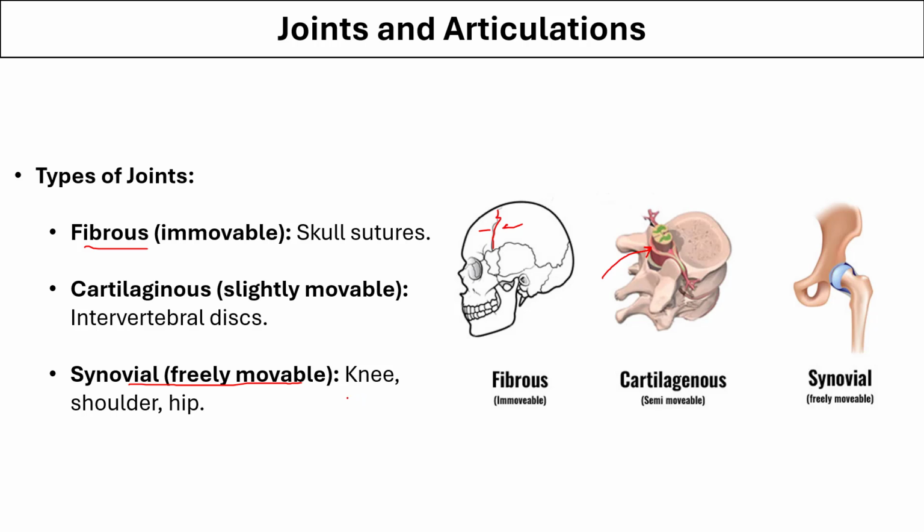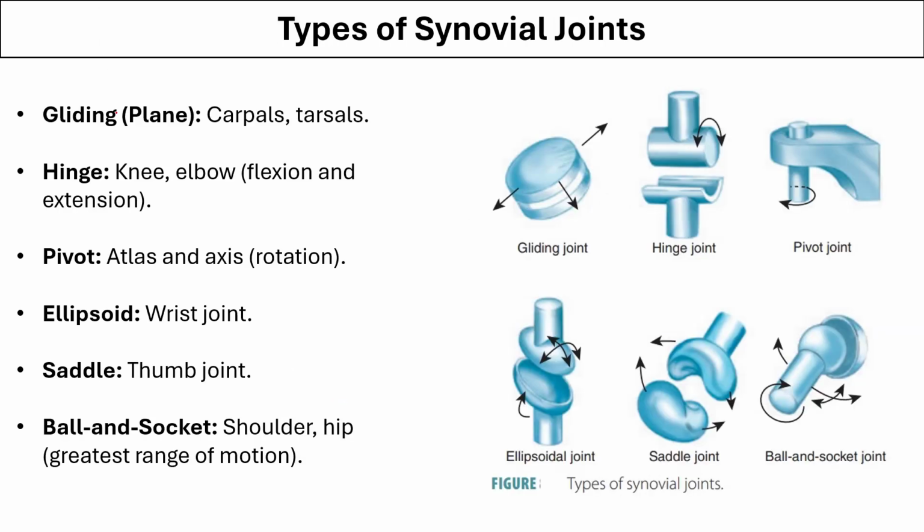For example, the joints in your knees, shoulder, hips. So depending on the kind of movement or the plane of movement, the synovial joints are of further different types. The gliding one is the one in which one bone glides over the other, found in carpals and tarsals of hands and feet. The hinge joint is present in your knee or elbow, and in this one bone is kind of rotating over the other bone in a hinge manner, like a door.